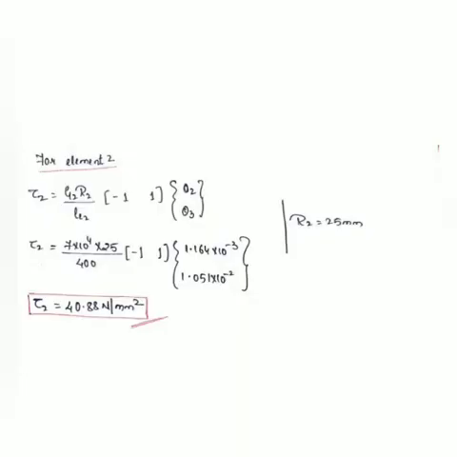The last step is to find the shear stress in element 2. It is the same expression, just a change in the angle of twist terms. That is, theta 2 and theta 3 you are supposed to introduce here, because you are finding the shear stress in element number 2. Substituting the modulus of rigidity G2, the radius of element 2 R2, and the length of that element, 400. Calculating, you get the shear stress in element 2 as 40.88 Newton per mm square.